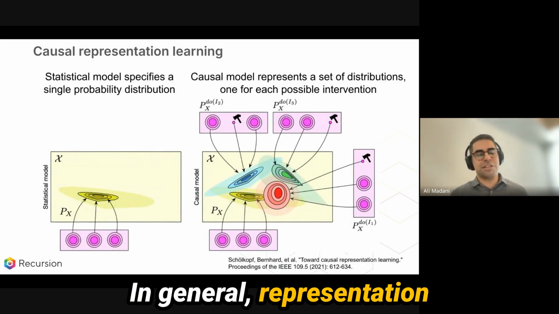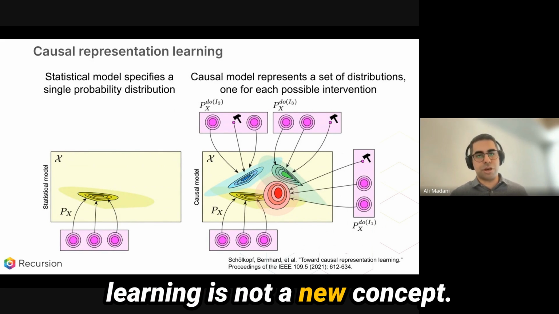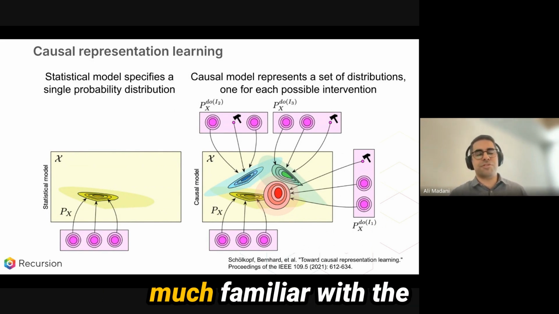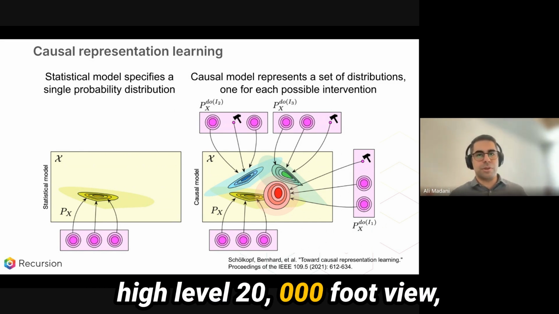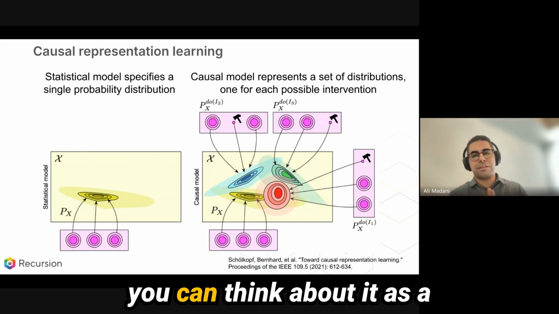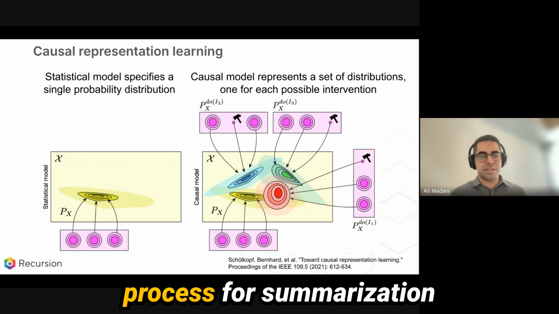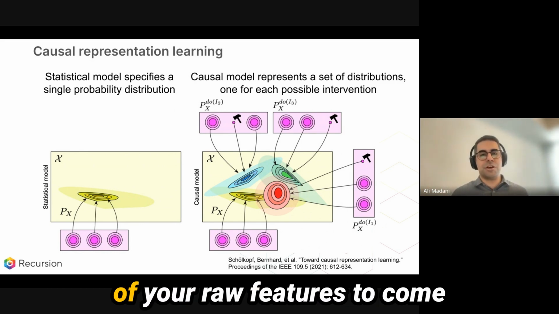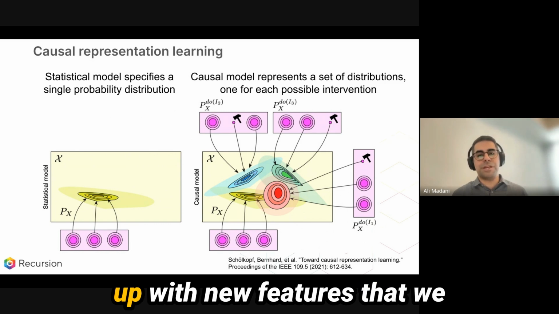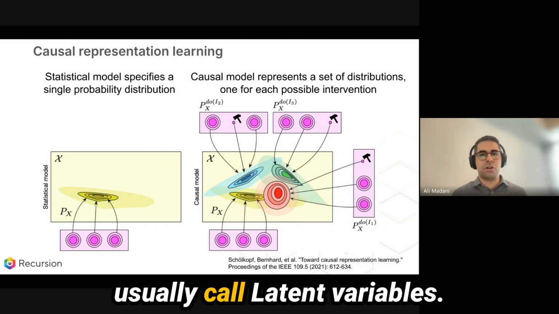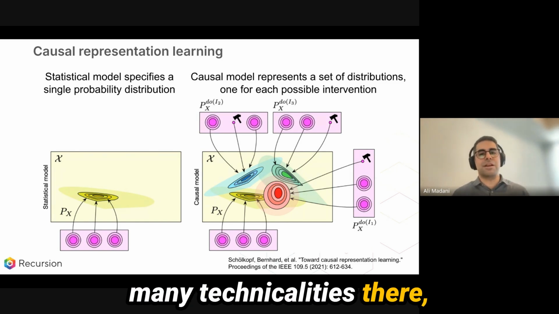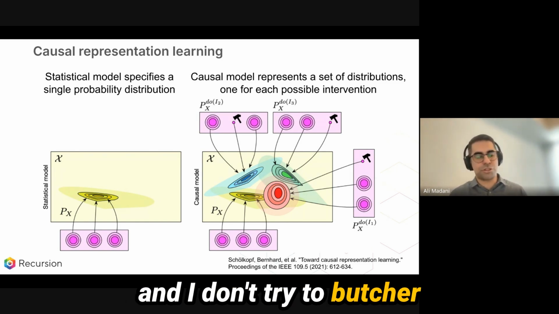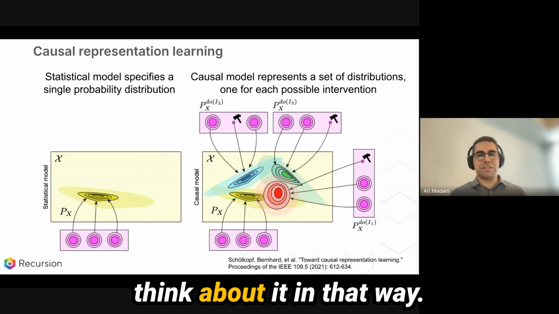In general, representation learning is not a new concept. If you are not that familiar with representation learning, from a high-level, 20,000-foot view, you can think about it as a process for summarization of your raw features to come up with new features that we usually call latent variables. High level. There are many technicalities there, and I don't try to butcher the concept, but you can think about it in that way.